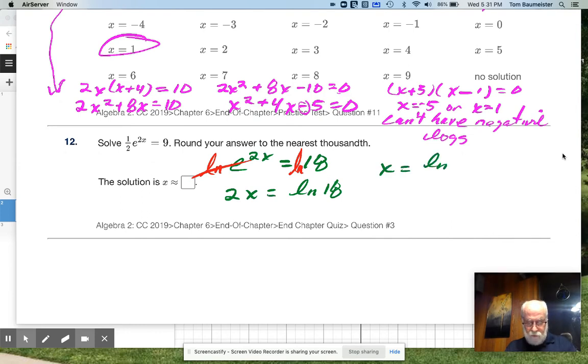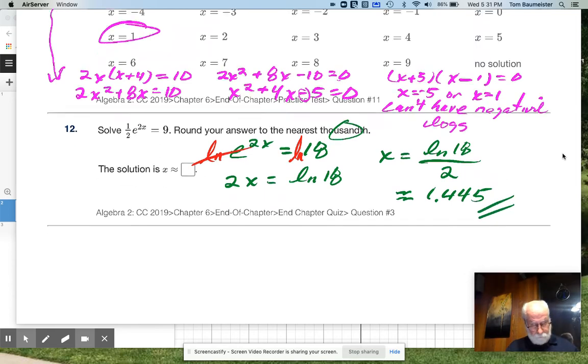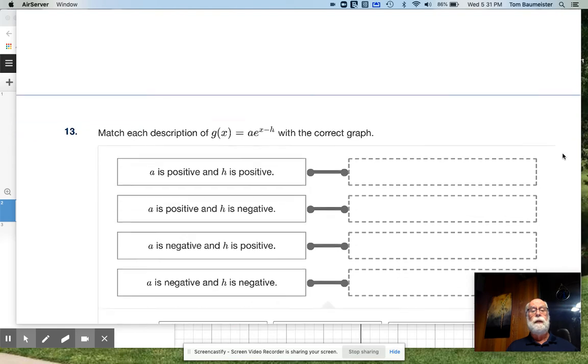So the natural log of 18 divided by 2. So put it in like that, ladies and gentlemen. All right. So a lot of you all put in natural log of 18 divided by 2, put those together, and that's not your correct answer. And again, it says to the nearest thousandth, so that's 3 decimal places. So you should get approximately 1.445. Okay. Notice how we're just zooming here.